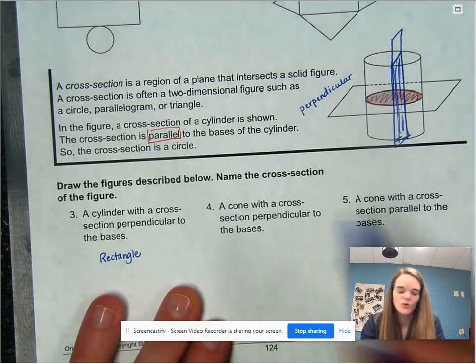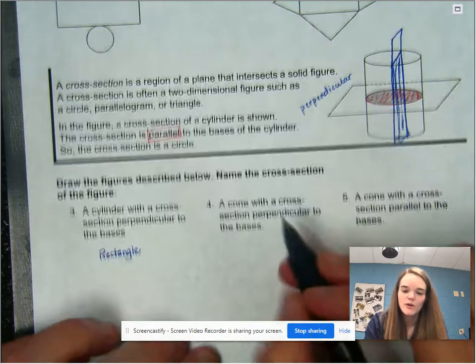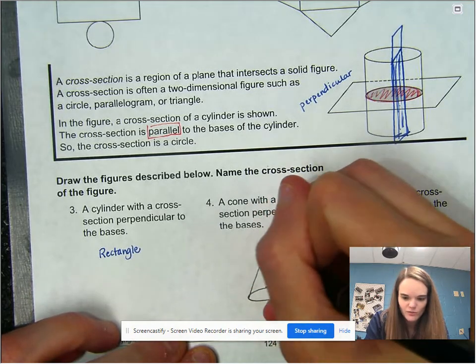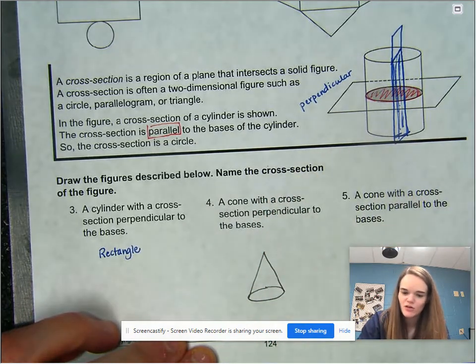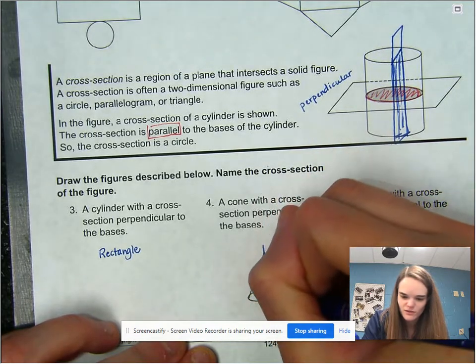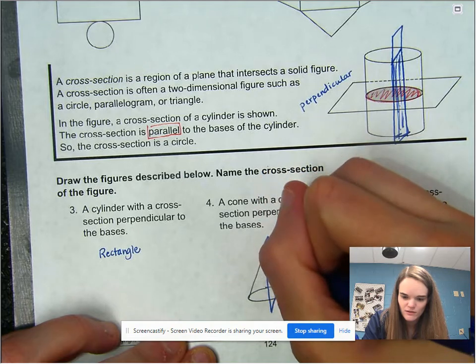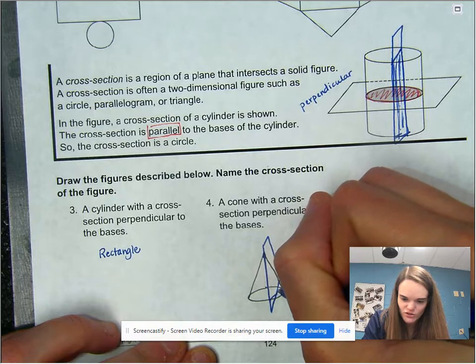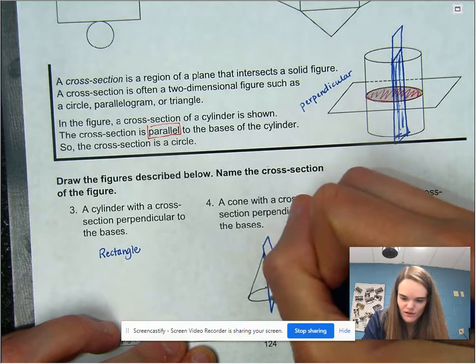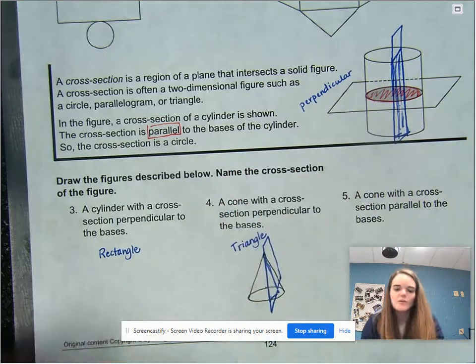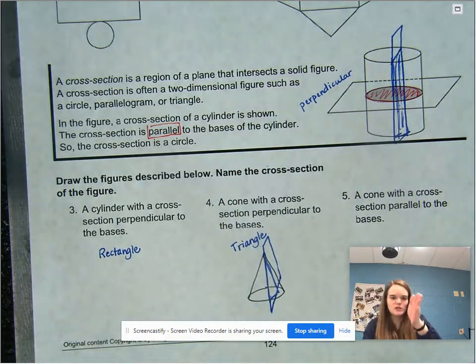Okay. A cone with a cross section perpendicular to the bases. Best of our ability, we're going to draw a cone and make a cross section that is perpendicular. Means it cuts it through here. It cuts it through right here and goes straight down. This actually makes a triangle. It's almost like saying in a perpendicular, if you took and you split it in half and opened it up and looked at it, what would be there?